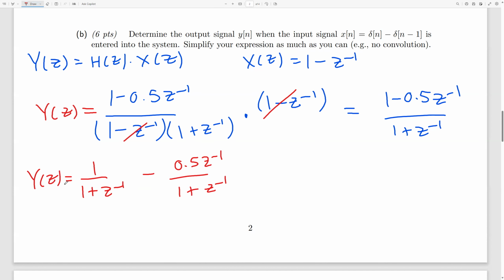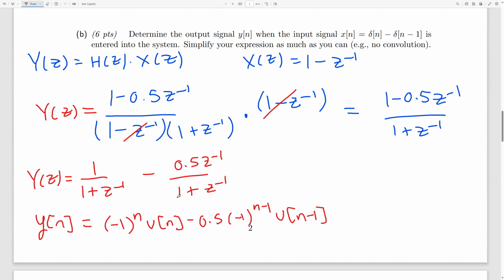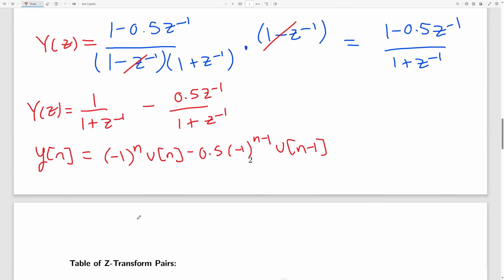Take the inverse z transform here, you get y[n] equals, in this case, if you look at the z transform table, a equals negative 1. So this is equivalent to saying (-1)^n u[n] minus 0.5 (-1)^(n-1) u[n - 1]. And you know it's n minus 1 because there's the z^-1 right there, so the time delay u[n - 1]. And that would be all for the solution. That's it. And that's the whole quiz.